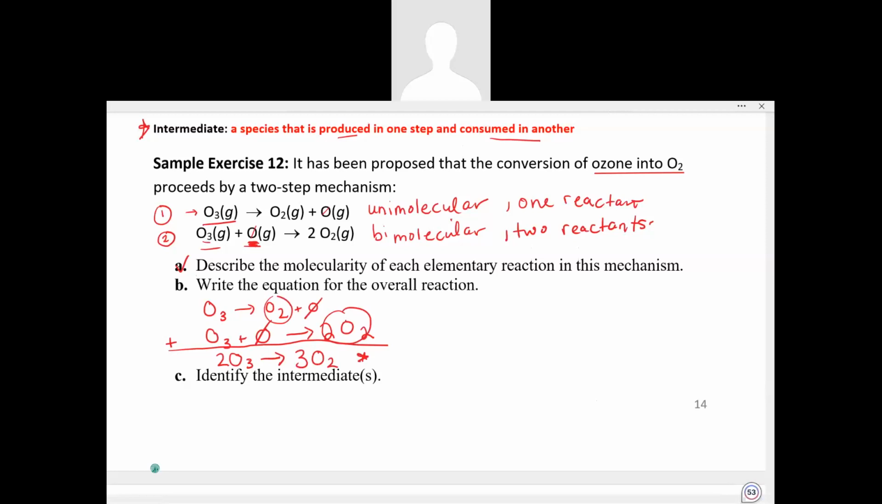In the last part of this question here, we're asked to identify any intermediates, and we can say that O by itself, monoatomic oxygen, is another way of saying that.